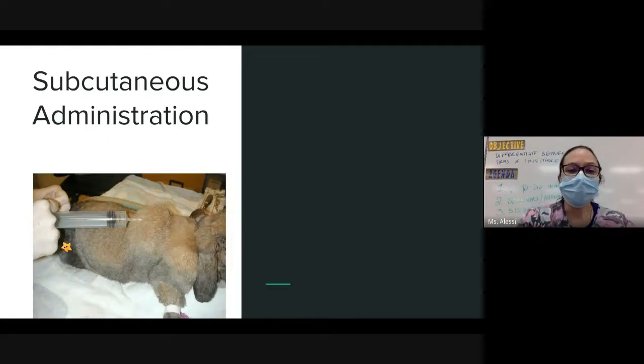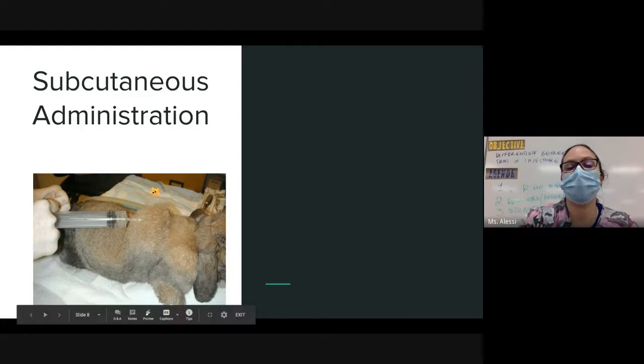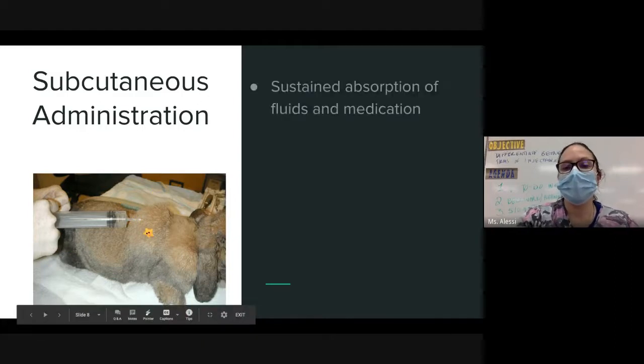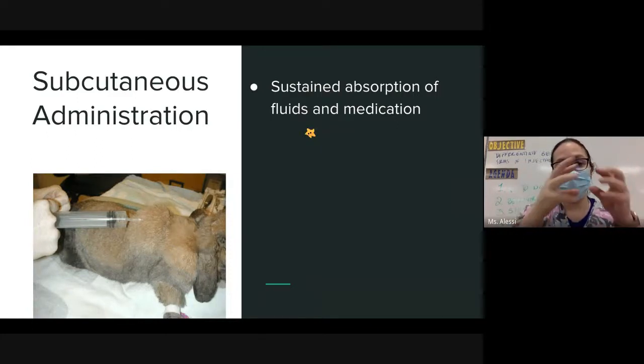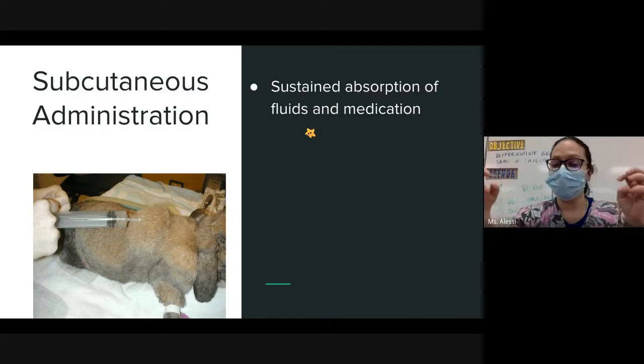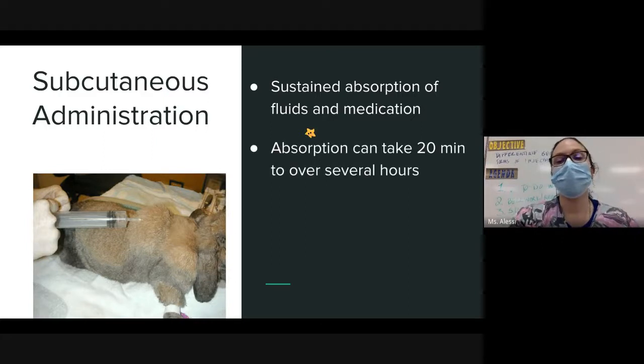All right, so now we have the subcutaneous administration. Here's a rabbit getting some subcutaneous fluids. So one of the nice things about subcutaneous administration is that you're going to have that sustained absorption of fluids or medication. So sustained meaning it's going to happen over a longer period of time. So it'll slowly be absorbed into that system as the system is able to absorb it. Okay. Absorption can take 20 minutes depending on the medication or several hours.